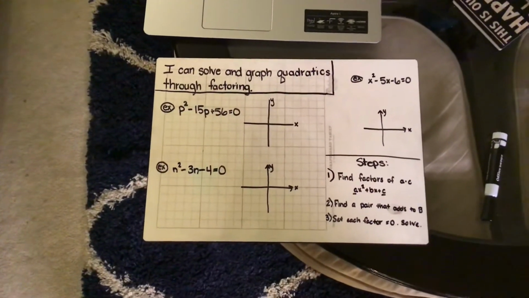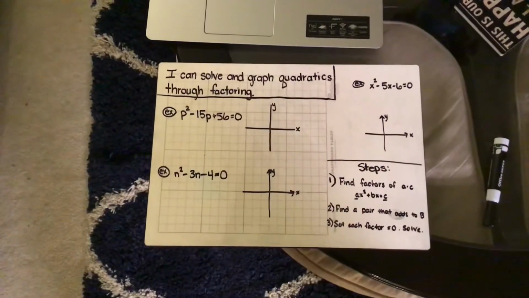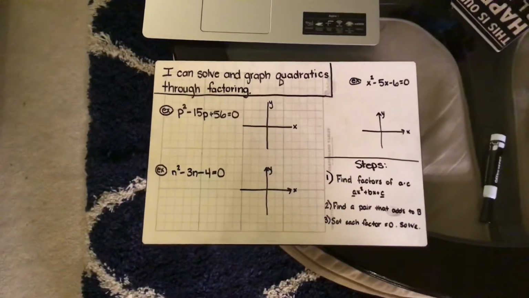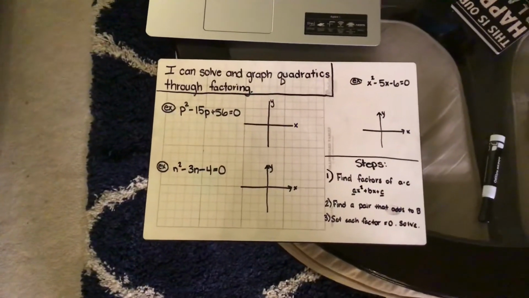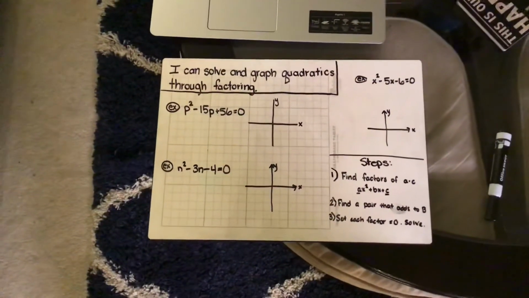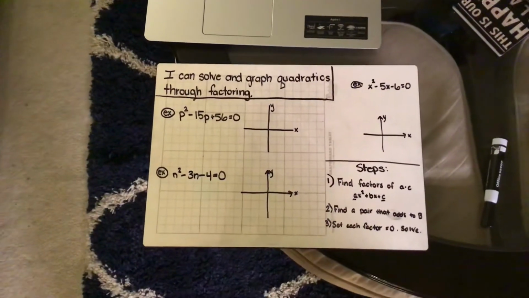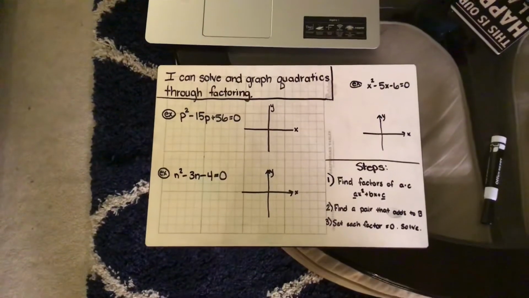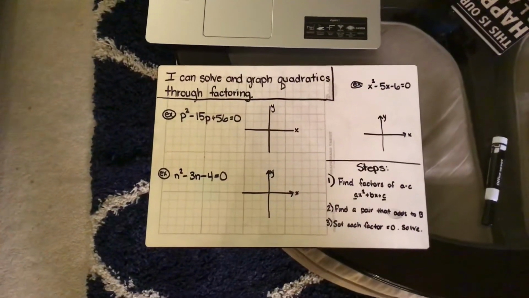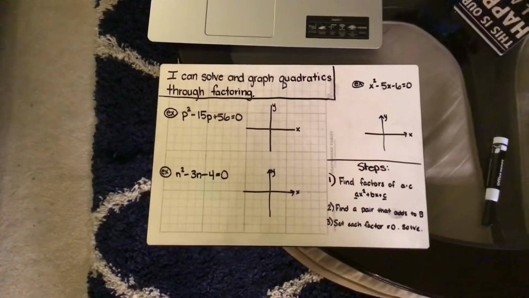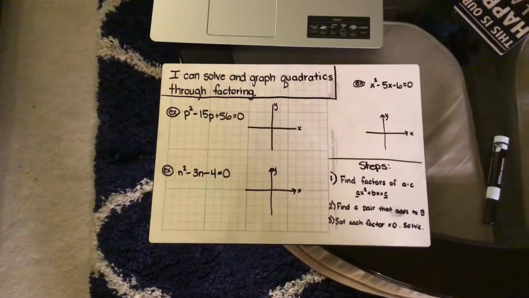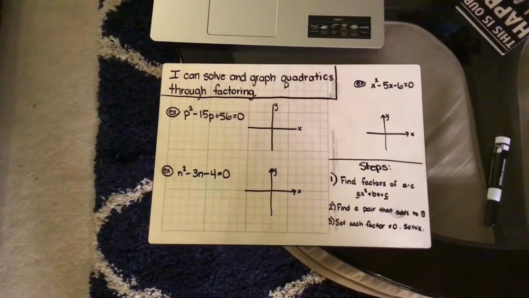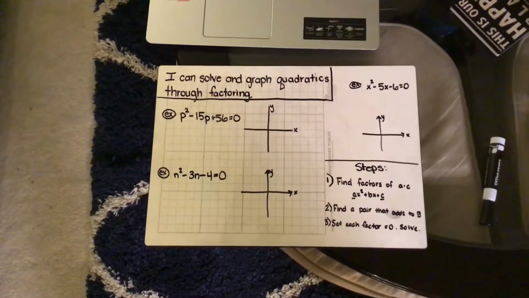At this point, I'm assuming that you've already copied everything down. You're ready to go. You have your steps in the bottom right corner, which tells you that to find the factors, you first need to multiply A times C. If we're looking at our first example, P squared minus 15P plus 56 equals 0, you're going to have to remember what imaginary number comes before that P. How many P squareds do you have? Your answer should be 1.